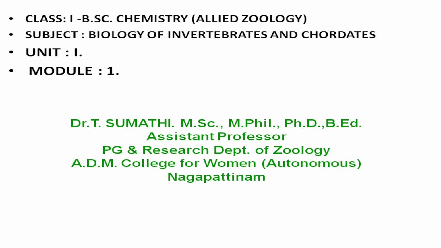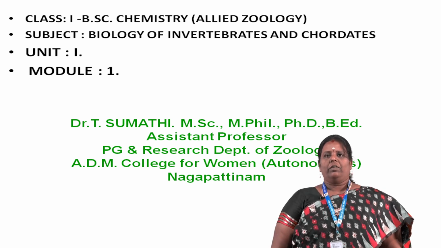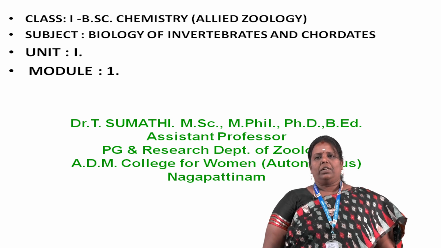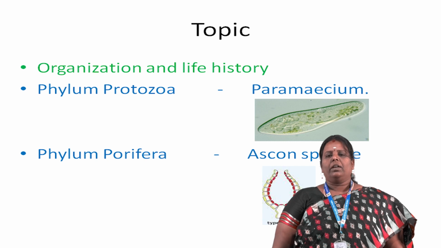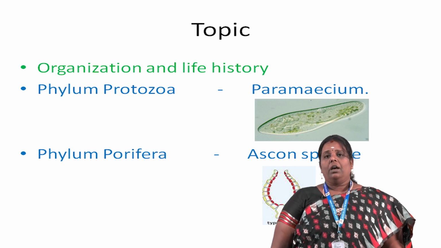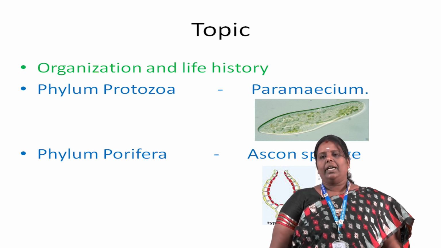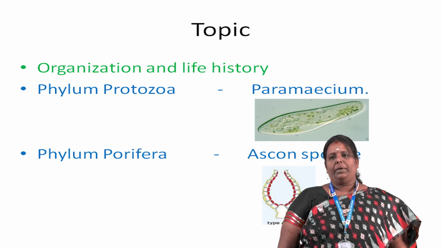Today we will discuss the topic Biology of Invertebrates and Chordates. This unit is also covered in Allied Zoology for first BSc Chemistry students. This is our elaboration topic. You know very well how many phyla there are, which is very important: Protozoa, Porifera, Platyhelminthes, Aschelminthes, Annelida, Arthropoda, Echinodermata. Everything is a very interesting topic.